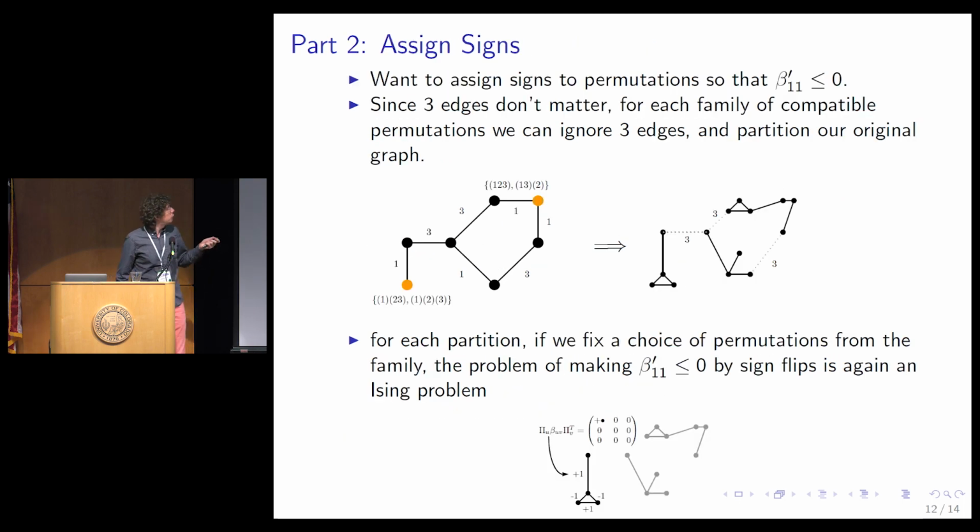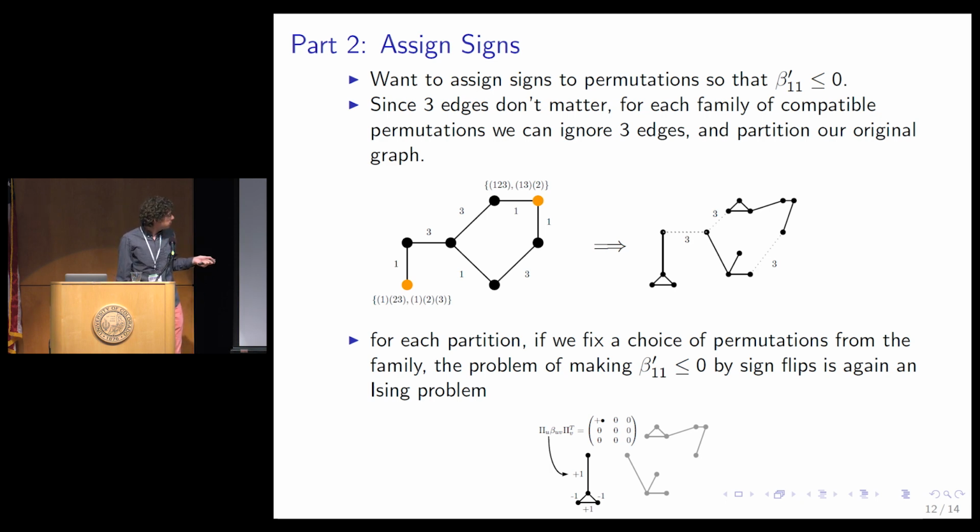So we're going to move forward, and we want to assign signs to all of our edges so that this inequality is satisfied. This is the second part of the algorithm. Since the edges labeled by 3 don't have any bearing on this inequality, we're going to remove them. And so what we're left with is a graph with these sorts of partitions. And we're also going to expand these vertices back into their rigid connected components.